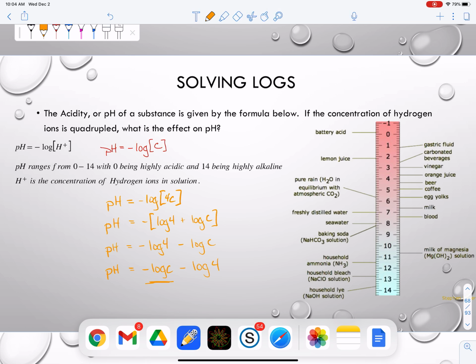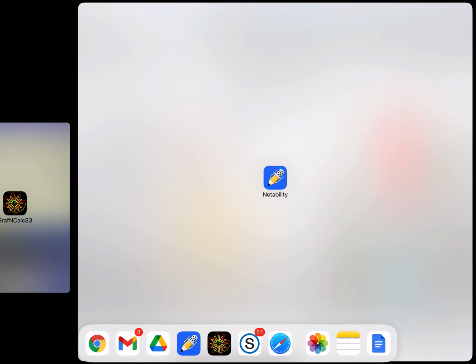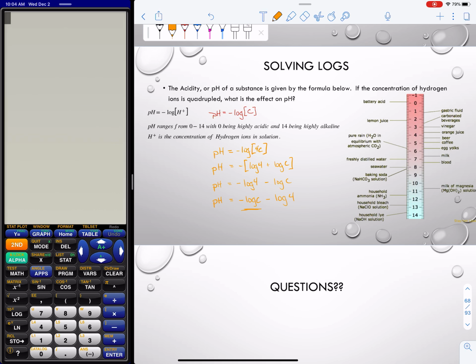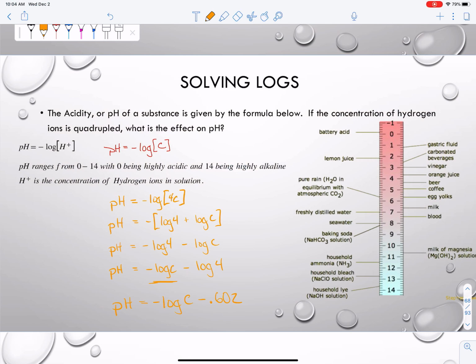So if I evaluate log of 4, think about it, 10 to the what power equals 4? It's going to be less than 1. Here I'm going to have 0.602. So we're going to have pH equals the opposite of the log of C minus 0.602. So quadrupling, or 4 times the concentration of hydrogen ions, is only going to drop my pH a little over half of a pH marker. It's going to drop it by 0.602.